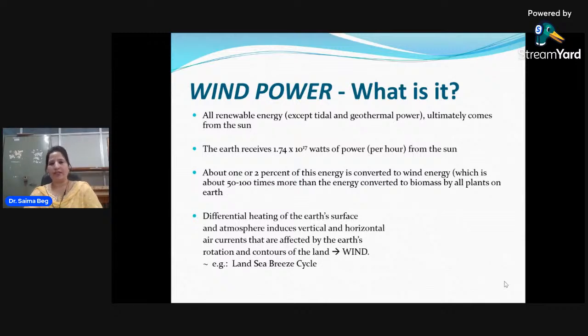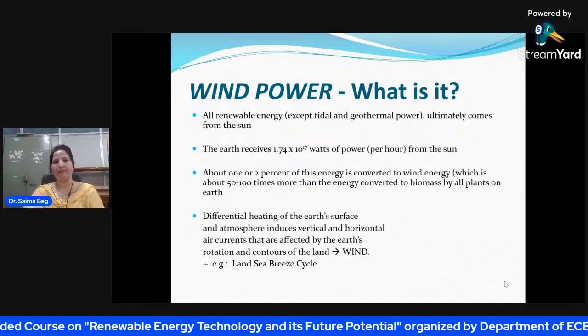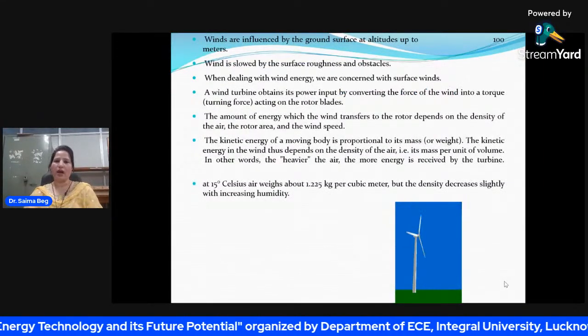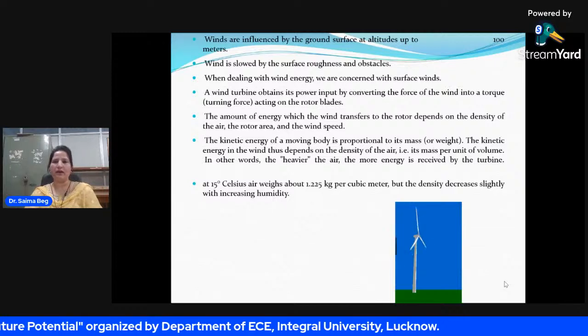All renewable energy except tidal and geothermal ultimately comes from the sun. The Earth receives 1.74 × 10^17 watts of power from the sun. About 1 to 2% of this energy is converted to wind energy, which is about 50 to 100 times more than the energy converted to biomass by all the plants on the Earth. Differential heating of the Earth's surface and atmosphere induces vertical and horizontal air currents that are affected by the Earth's rotation and contour, which creates the wind.